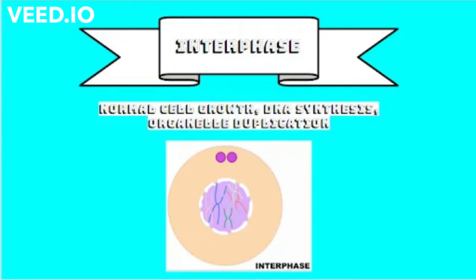The first step of meiosis is interphase. Just like mitosis, the cell is growing in G1, synthesizing DNA in S phase, and replicating organelles in G2. This step is also the longest because it is essentially the cell's ordinary function.